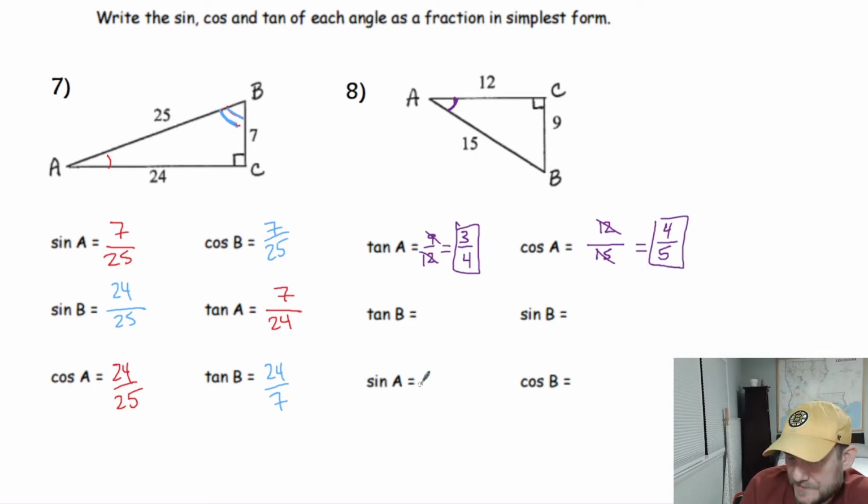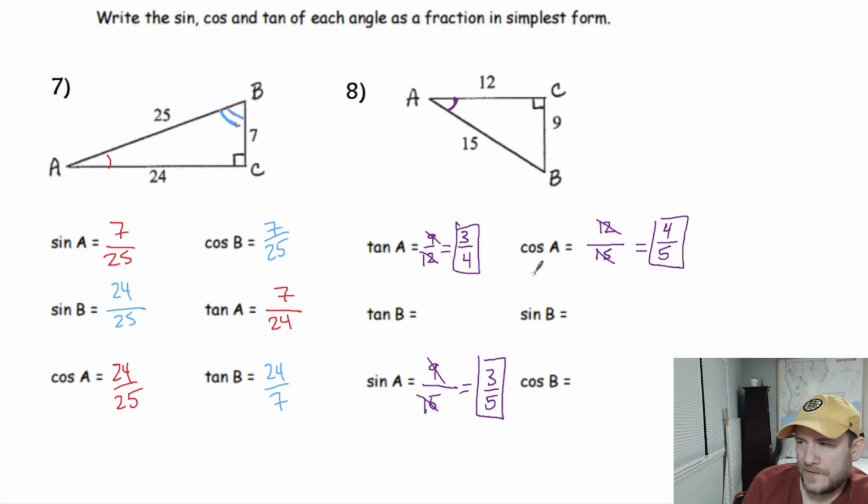Let's just get the last A problem done. So we'll skip down here to sine of A. Sine of A wants to be opposite over hypotenuse, so it'll be 9 over 15. I'll reduce. Both get divided by 3. I'll get 3 over 5. So there's all the functions evaluated at angle A.